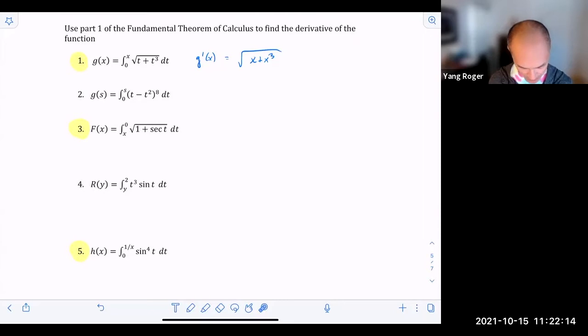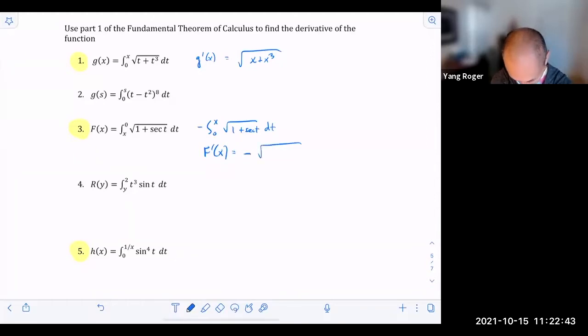Let's take a look at number 3. Calculate capital F prime of x. It's the same thing. We've got to do one extra thing. We need to interchange the limits of integration. So maybe I'll write an extra step here. This is equal to negative integral from 0 to x of square root of 1 plus secant of t dt. Now, when you take the derivative, it's going to be negative square root of 1 plus secant of x. Does that make sense?